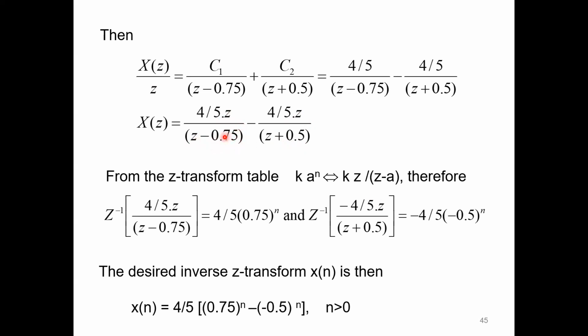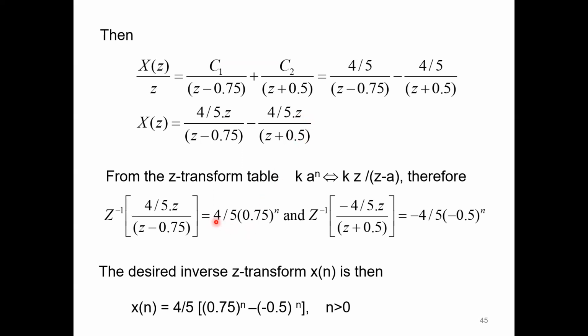Anyway, it is z over z minus a certain quantity. And we know that in the time domain, it is this quantity, whatever it is, with the negative sign here, to the power n. So this one will produce 0.75 to the n, and this term will produce 0.5 to the n, in the time domain.